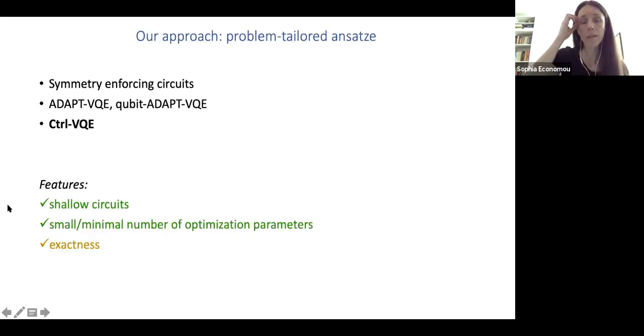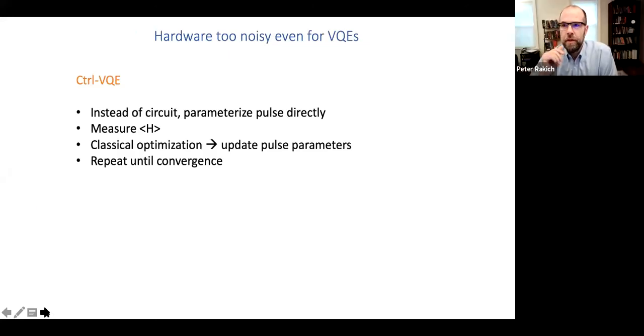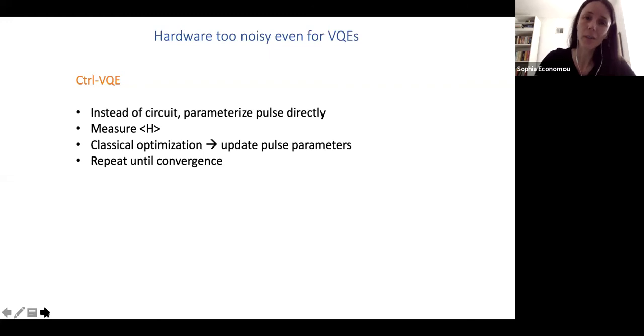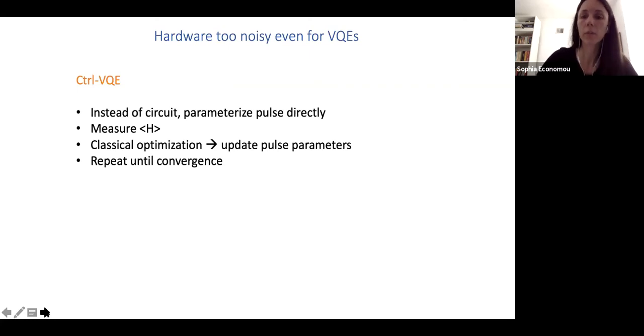All right, the last approach for fermionic problems that I'll tell you about is control VQE. This work came out of the realization that even these dynamical adaptive approaches might still be demanding for hardware. So the question is, can we do something that's even more hardware friendly? And the idea here is, instead of parameterizing the circuit, parameterize the pulse directly. So here we're throwing out the circuit, we're parameterizing our pulses, and otherwise we're doing exactly the same as we do in VQE. We measure the mean value of the energy, we optimize classically, and we repeat until it's converged.